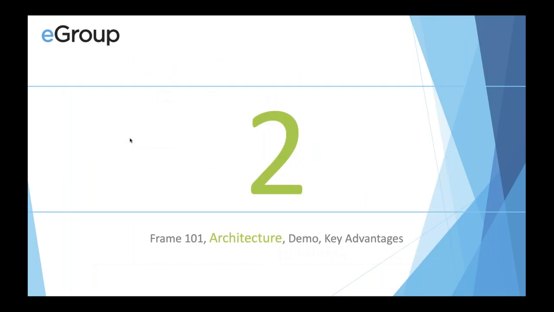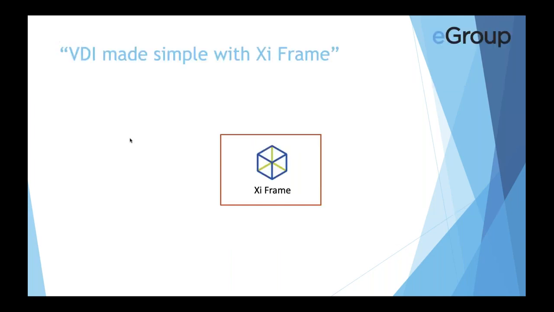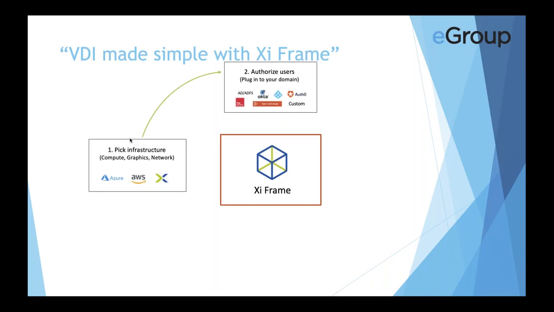So two, let's look at the architecture for Frame and see kind of where this starts to diverge from different on-prem solutions today, such as Citrix XenDesktop and XenApp, or Citrix Apps and Desktops as it's now called, Horizon View from VMware. See where it starts to differentiate. So one, VDI made very simple. So we pick our infrastructure. Where are we going? Compute, graphics, network. What cloud are we going to? Or on-prem with Nutanix on-prem infrastructure.